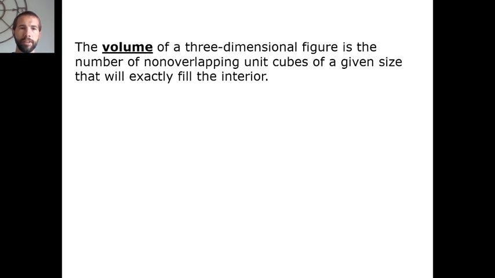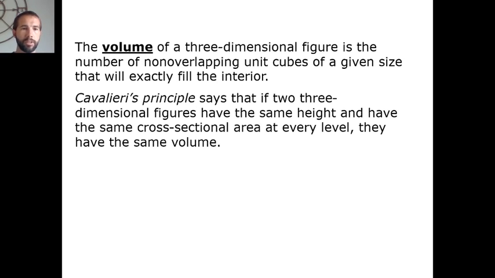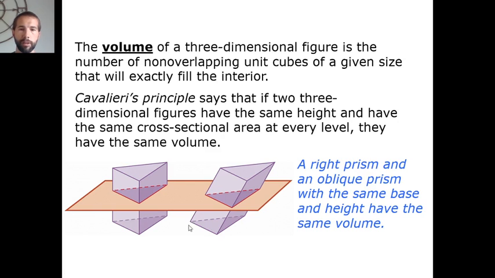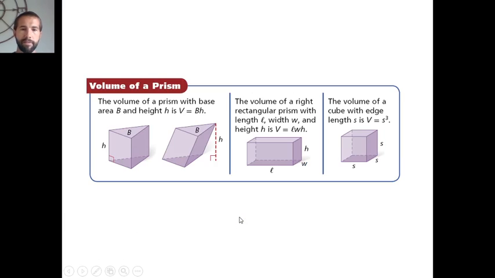The volume of a three-dimensional figure is the number of non-overlapping unit cubes of a given size that will exactly fill the interior. So there's something called Cavalieri's principle. It says that if two three-dimensional figures have the same height and they have the same cross-section area at each level, then they have the same volume. So if you look at the picture down here, this is a right prism, and over here this is called an oblique prism. It's tilted. So the triangles in both of them have the same area, and they both have the same height, therefore they have the same volume.